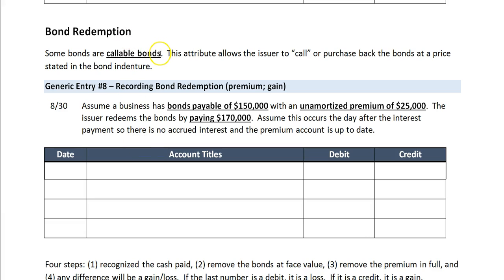Alright, so now we get to those callable bonds. So some bonds are considered callable. This attribute allows the issuer to call, to effectively buy back the bonds at a price stated in the bond indenture. So this would have to exist already in the bond indenture. They can't just randomly, they can buy them on the open market, but this is a different rate. So they might have a different rate in the contract. And as such, the bonds are called callable bonds.